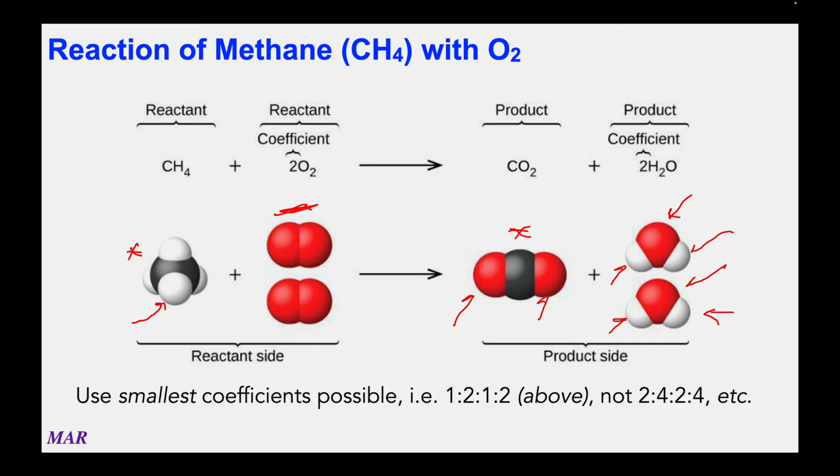Chemists always want to use the smallest coefficients possible. So math people out there will realize that instead of a 1:1:2 ratio, 1 methane, 2 oxygens to make 1 carbon dioxide and 2 waters, you could also have 2:4:2:4, 2 methanes for every 4 oxygens, making 2 CO2s and 4 waters. But in a balanced reaction, chemists always use the smallest whole numbers, all right? Don't go to fractions, but smallest whole numbers are always the way to go when it comes to chemistry.